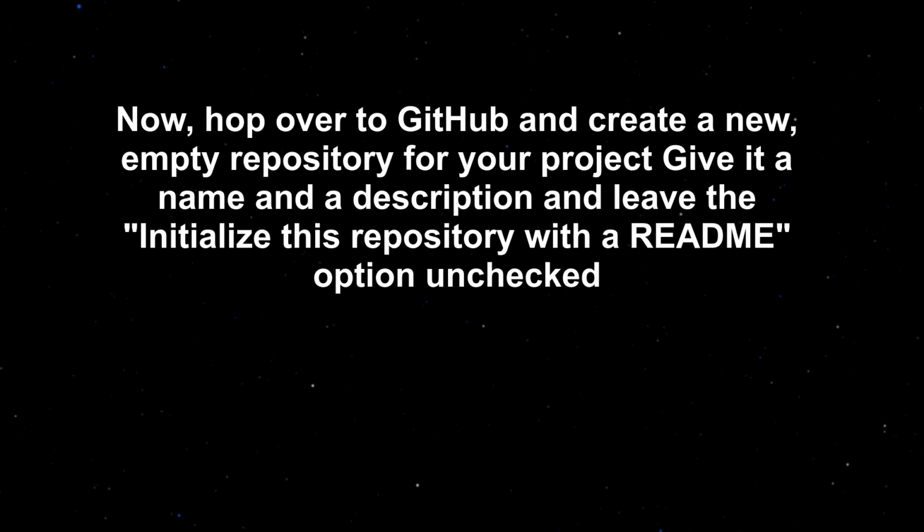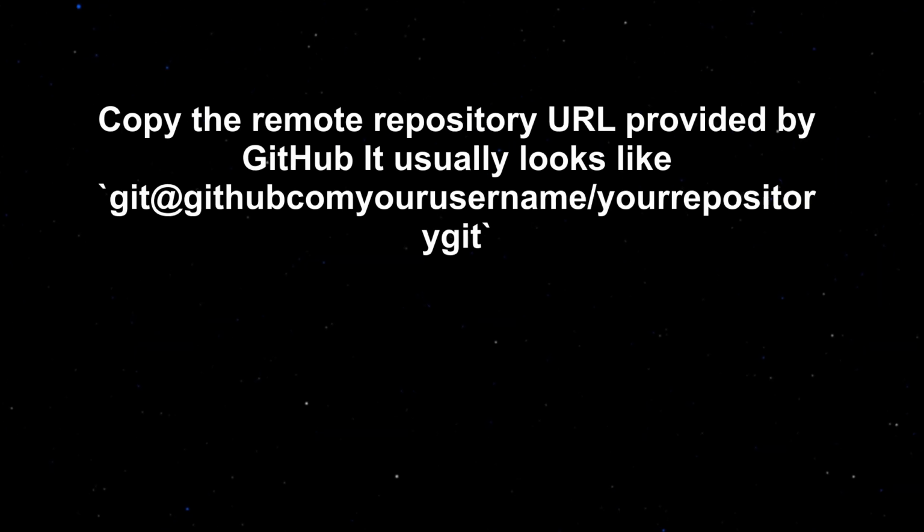Now, hop over to GitHub and create a new, empty repository for your project. Give it a name and a description, and leave the initialize this repository with a readme option unchecked. Copy the remote repository URL provided by GitHub. It usually looks like git@github.com: your repository.